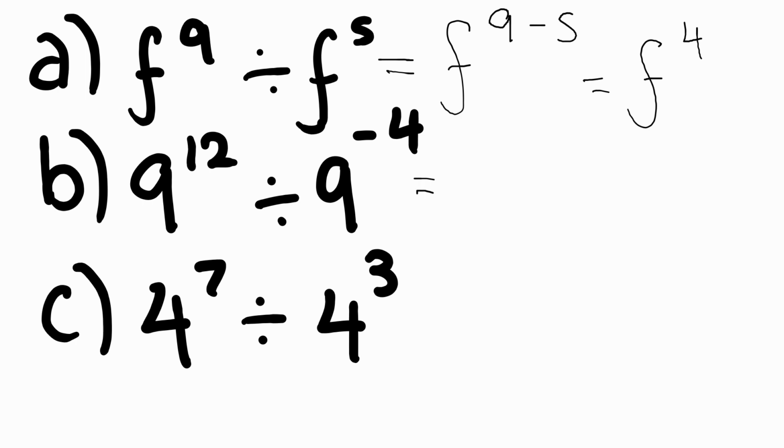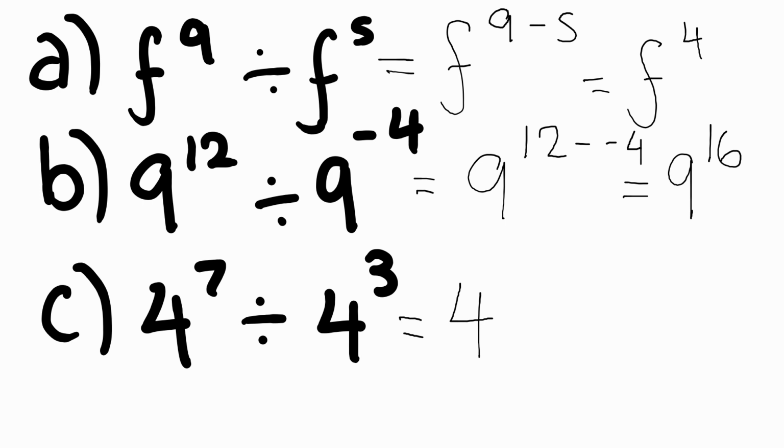In this instance here, we have 9, then we do 12 minus 4, and if you remember, a minus and a minus makes a plus. So essentially we're doing 12 plus 4, which we get as 16. For this instance here, 4 stays the same, and we do 7 take away 3. 7 take away 3 is 4, so we have 4 to the power of 4.